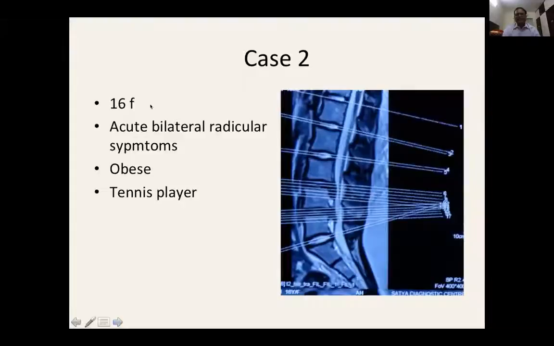Now this is another case, a 16-year-old girl who is a tennis player. She wanted to play tennis after the surgery, and she came with bilateral radicular symptoms. She was very obese, and so we decided to do OLIF, and in plain X-ray there was instability. So we did OLIF followed by posterior fixation. She had 2-level disc prolapse in the scan.